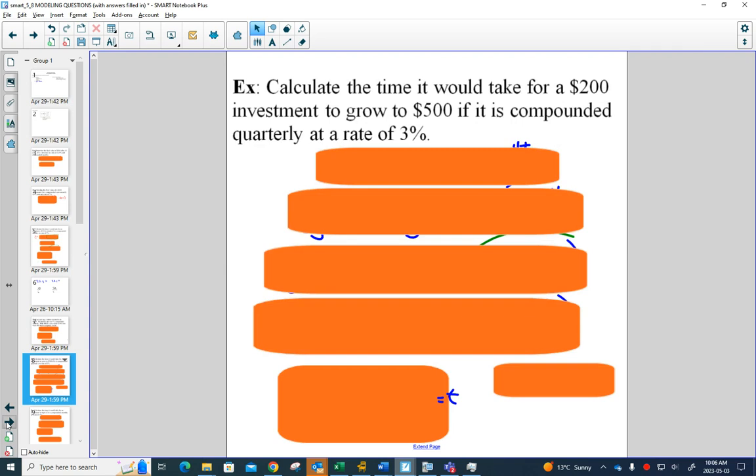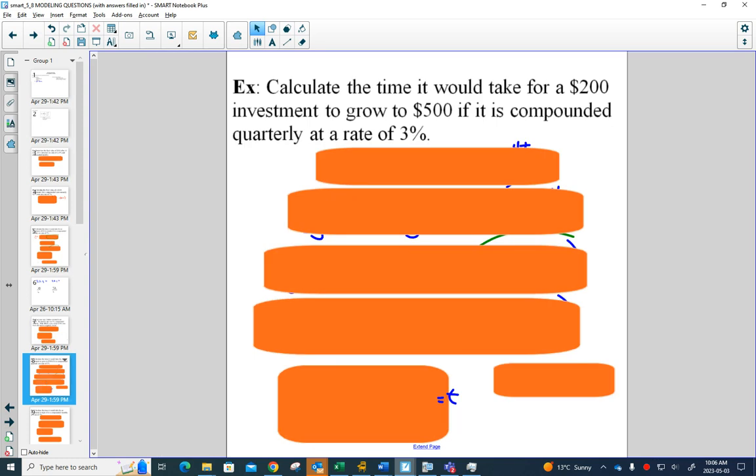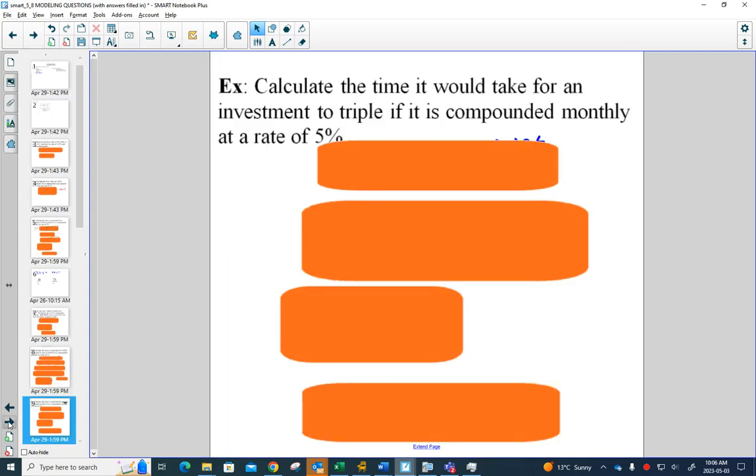Okay. For this next example, I'm going to get you to write down the answer. 30.66. And I'll leave that one for you to try on your own as homework for at home. But we are going to do this one where it says, calculate the time it would take for an investment to triple if it's compounded monthly at 5%. And again, I'd like you to fill in the formula first on your own.